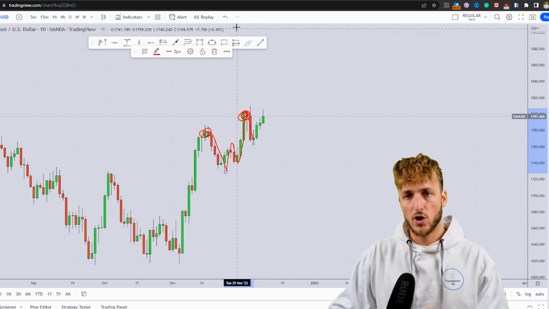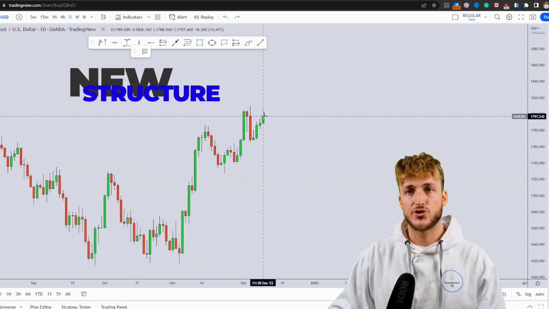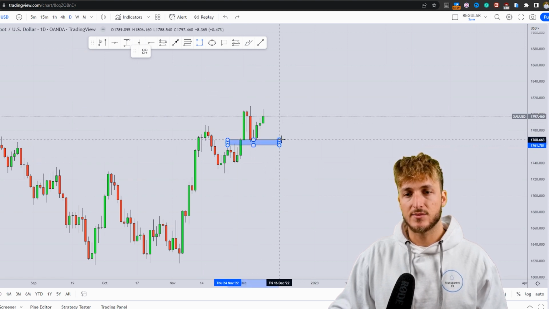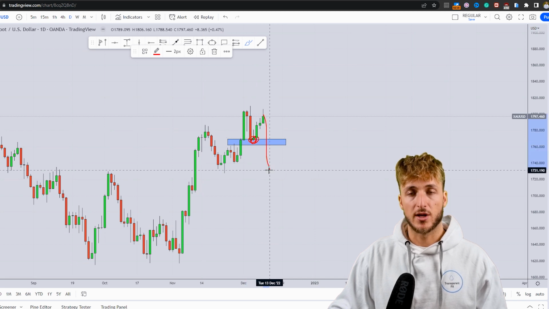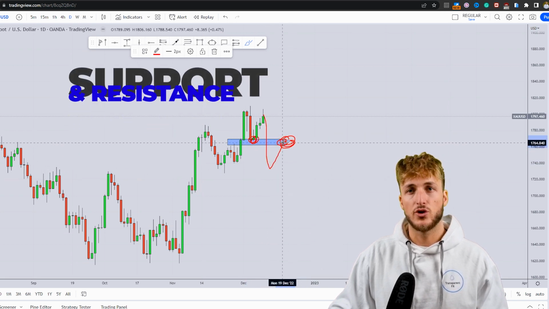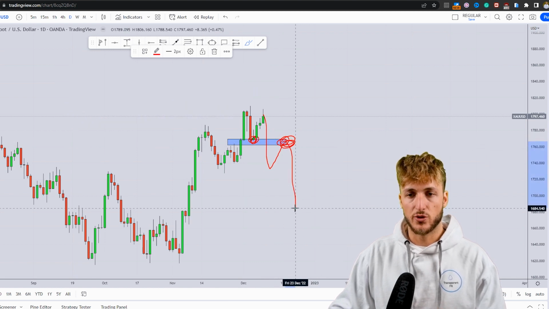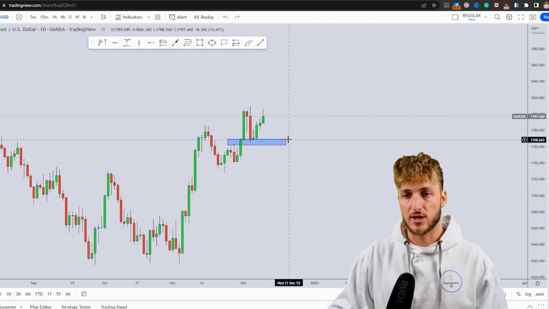Now, at the moment, what we can notice is that we are creating new structure. As the market is rejecting to the upside, this area is becoming previous daily support, which, if the market will manage to break it to the downside, would be turned resistance. And at that point, on the retest of previous support and resistance, that is where it would be great to see a rejection to the downside.